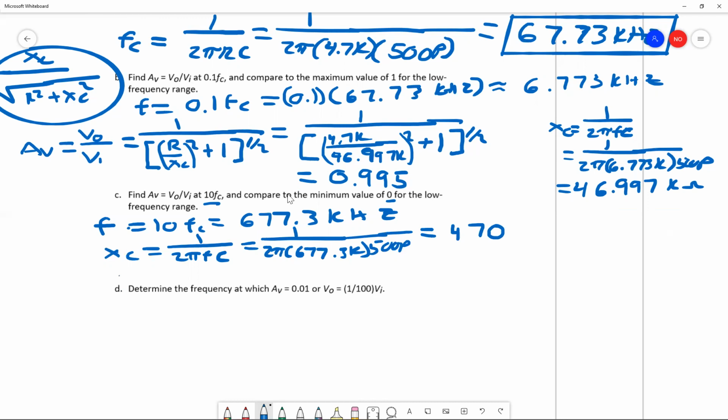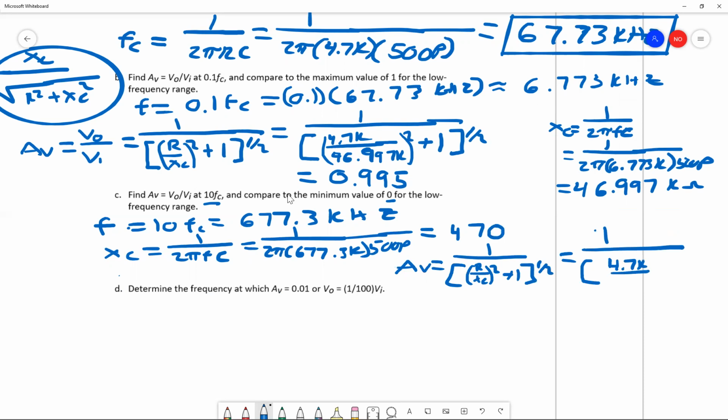So then we'll just plug it into that equation from before. AV equals 1 over the square root of (R over XC) squared plus 1. That's 1 over the square root of (4.7K over 470) squared plus 1, and that's the 1/2 power. That's going to give you an answer of roughly 0.09.